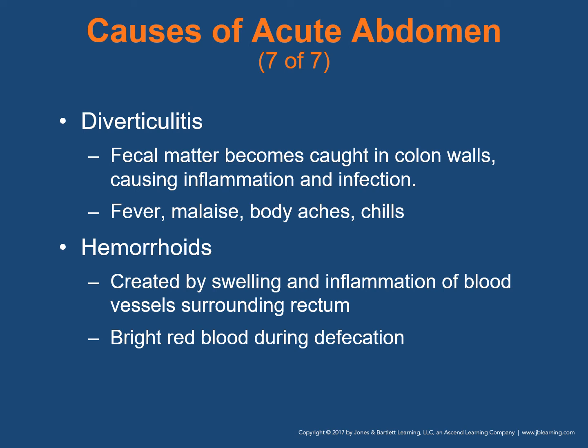And then finally, hemorrhoids. And while we hope not to have a patient who calls 911 because their hemorrhoids are acting up, you can actually have a rupture. So hemorrhoids are created when there is swelling and inflammation of the blood vessels surrounding the rectum, and they will bulge externally, causing bright red blood during bowel movements, during defecation, and if one of those ruptures, it can cause bleeding.